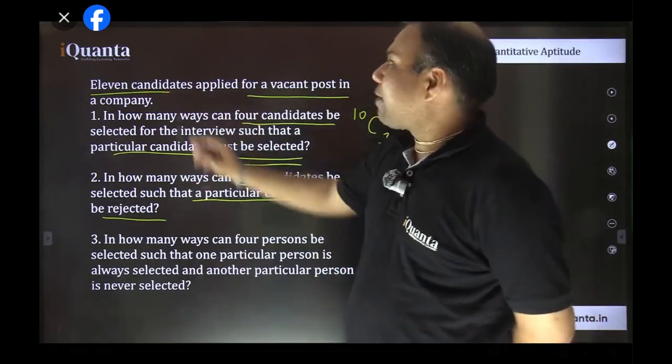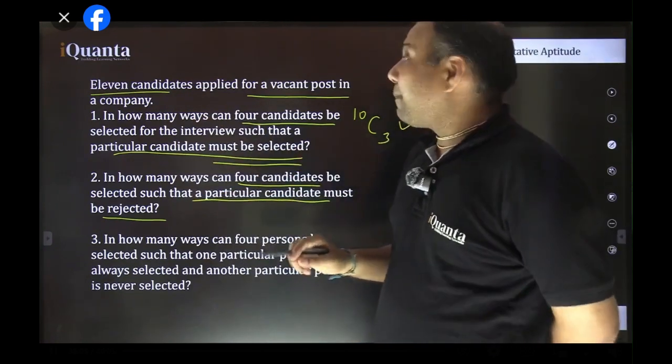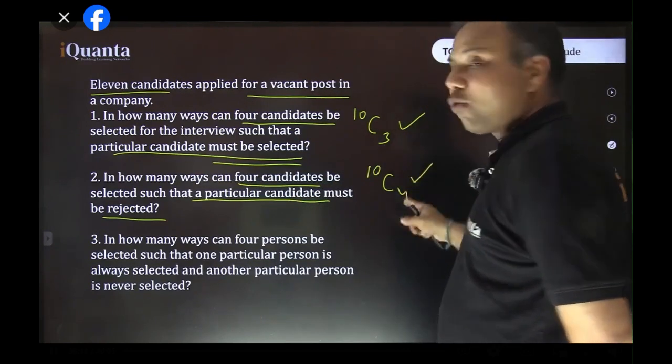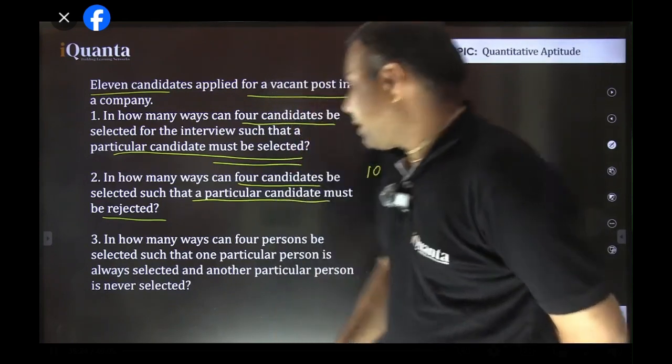That means out of 11, 1 is already rejected. One particular person is already rejected. So I'm left with only 10 persons among whom I need to make a selection of the 4. So it is clearly 10C4. Selecting 4 different persons from the 10 available persons. Fine. So it is 10C4. Good. Let's move to the last one here.